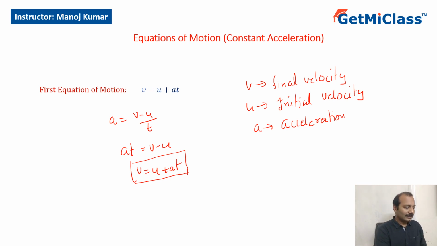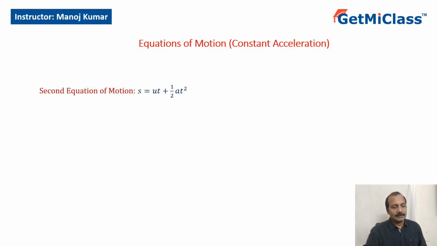Now let's look at the next equation of motion: S equal to ut plus half at square. Here u is initial velocity, t is time, which we have already seen. Now what is S? S is displacement. We have to be very careful about this because many people are confused whether it is displacement or distance. We know displacement is a vector quantity, so its direction has to be considered.